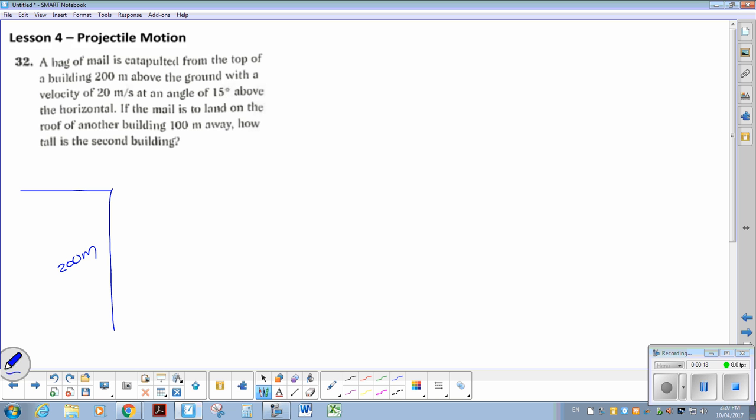It has a velocity of 20 meters per second, and it was launched at 15 degrees above the horizontal. So I'll give you some components. If the mail is to land on the roof of another building 100 meters away, so here's 100 meters, how tall is the second building?